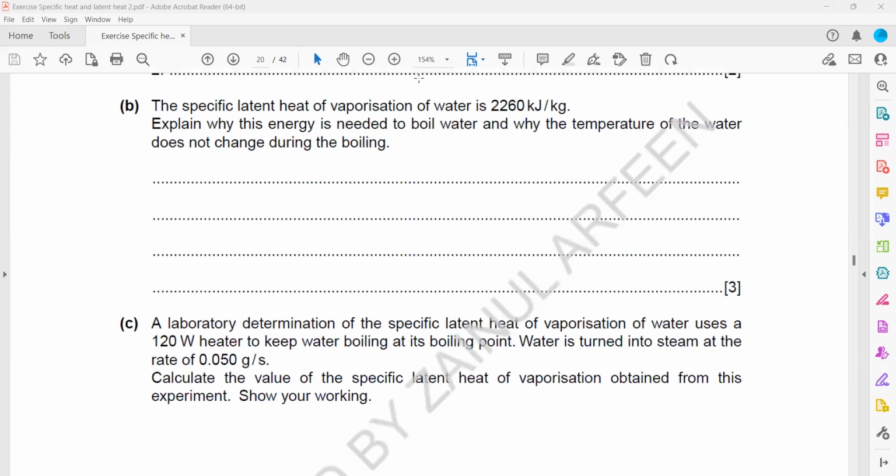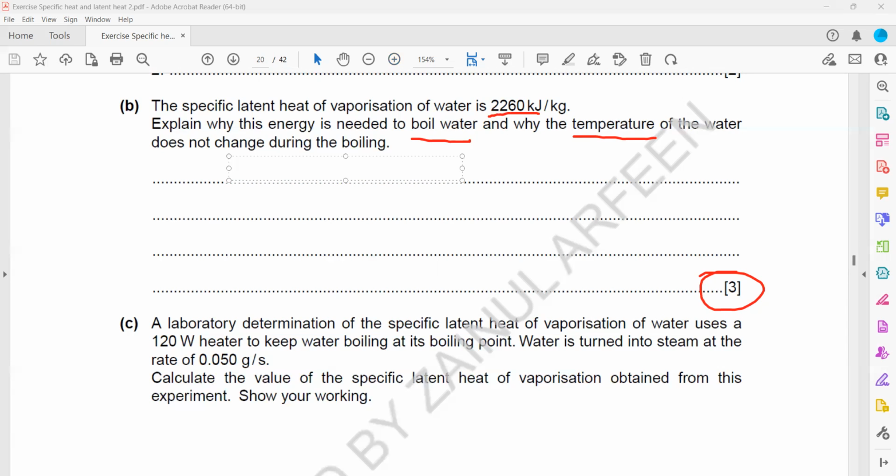Then there will be non-calculation questions for IGCSE students on specific latent heat of vaporization. This type of question will be there: why is energy needed to boil water and why does the temperature of water not change? It's worth 3 marks. So we mention why the temperature is not changing and what happened. When we supply the energy, energy is used to break the intermolecular forces, and the particles move away from each other, but their kinetic energy does not change.